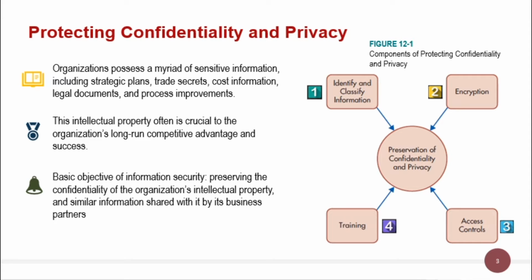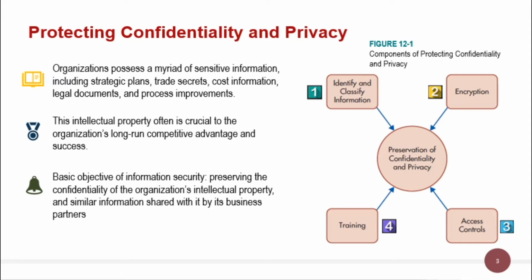As we can see in figure 12.1, there are four components of this confidentiality and privacy. First is to identify and classify what kind of information has to be protected as a confidential document. Second, how to encrypt to protect digital documents. And then third, about the access control. And four, of course, people must be trained to be able to do this kind of work.